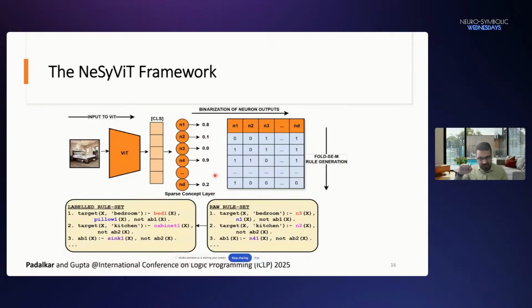And then once we have these values, we don't have to calculate any threshold. We can just binarize them at 0.5. So every value can just be binarized at 0.5, and we get a 0 or a 1 for every single neuron. And once we have that, we can then use the FOLD-SE-M algorithm to generate this rule set, and we get the labeled rules in the end, which is nice. But there are a few problems here.